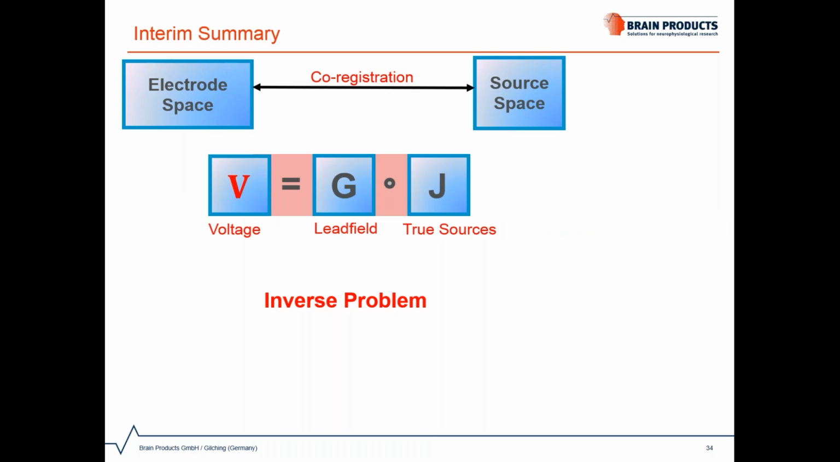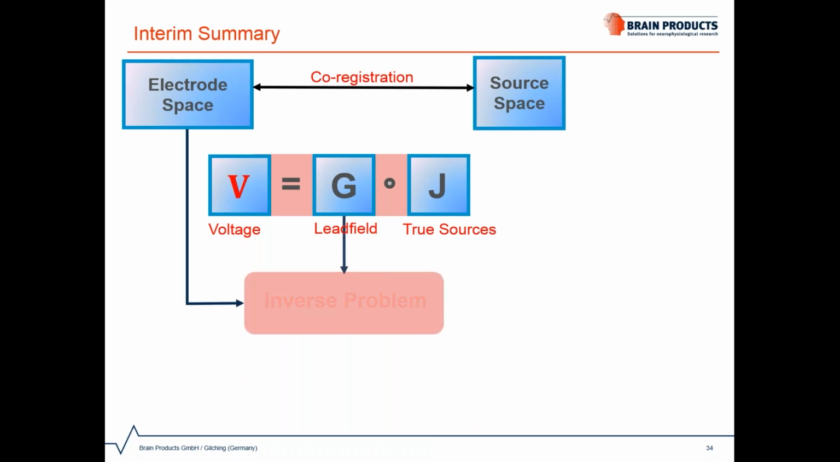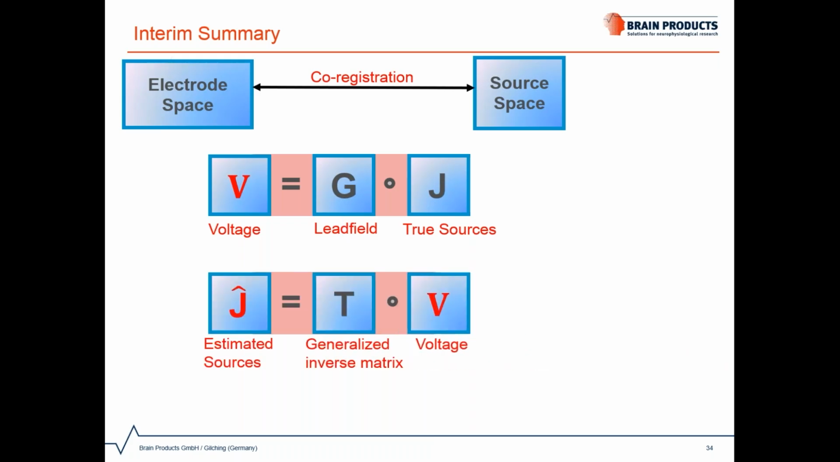The forward problem is then solved by multiplying this matrix with the true source J, providing the voltage values. Next, the inverse problem takes information about the true voltage measurements from the electrode space, as well as the calculated voltage from the forward solution. The problem is then solved by multiplying the generalized inverse matrix T with the calculated voltage, providing the estimated sources J hat. This problem is ill-posed, as I have explained earlier.